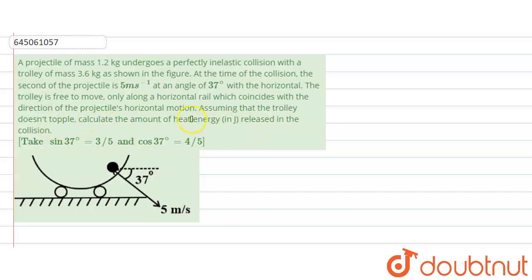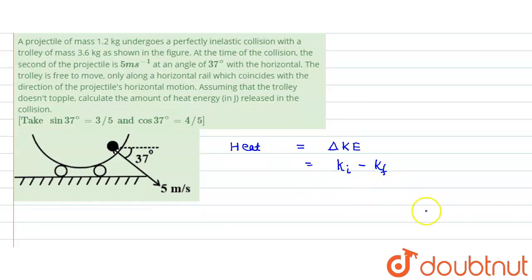We need to calculate the amount of heat energy released in the collision. So we know that in case of a perfectly inelastic collision, the initial kinetic energy and final kinetic energy are not the same. There is a difference between the initial and the final kinetic energy, and this is basically the heat which is generated. So heat equals the change in kinetic energy, which is initial kinetic energy minus final kinetic energy. Why? Because in a perfectly inelastic collision, initial kinetic energy is always more, so there is a loss of kinetic energy.